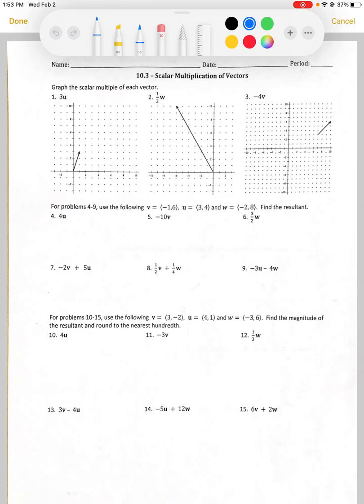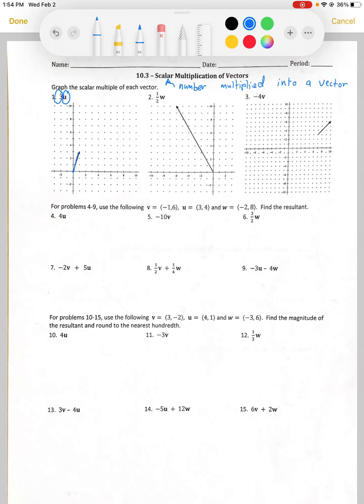So a scalar, you'll recall from when we did matrices, is a number multiplied into a matrix or a vector. In this case, we're going to do vectors. Matrices and vectors have some overlap, so that's what a scalar is. In this case, you'll notice we have our number 3 attached to a vector u, which is this vector right here. It starts at the origin and it goes like here.